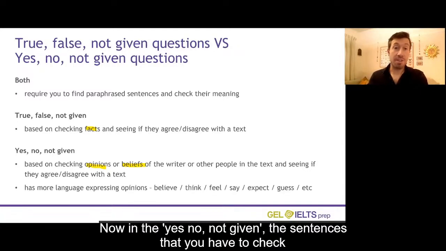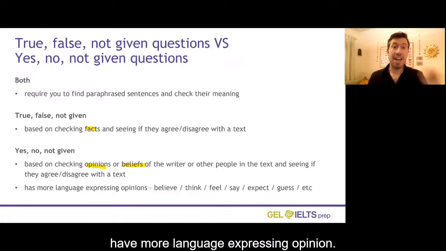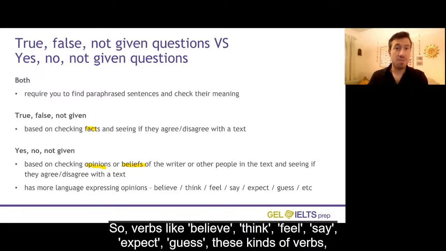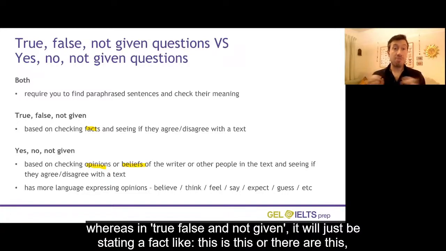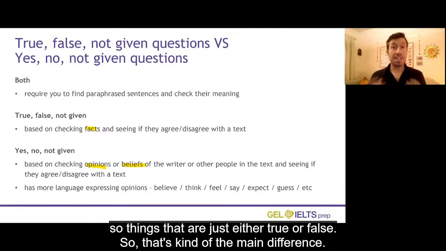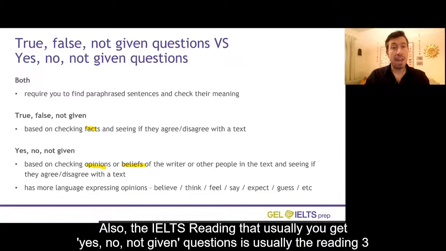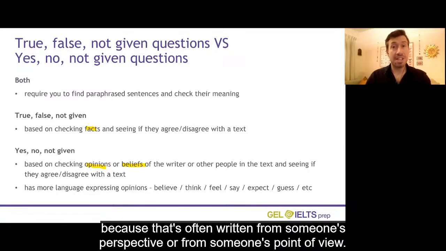Now, in the yes, no, not given, the sentences that you have to check have more language expressing opinion. So verbs like believe, think, feel, say, expect, guess, these kinds of verbs. Whereas in true, false, and not given, it will just be stating a fact, like this is this, or there are this. So things that are just either true or false. So that's kind of the main difference. Also, the IELTS reading that usually you get yes, no, not given questions is usually the reading 3, because that's often written from someone's perspective or from someone's point of view.